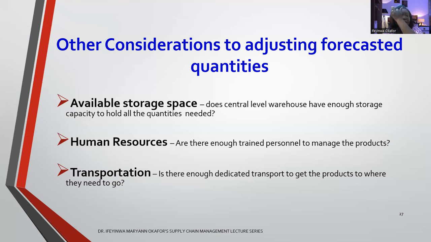Transportation. Is there enough dedicated transport to get the products to where they need to go? You need to consider all this: available storage space, human resources, and transportation.